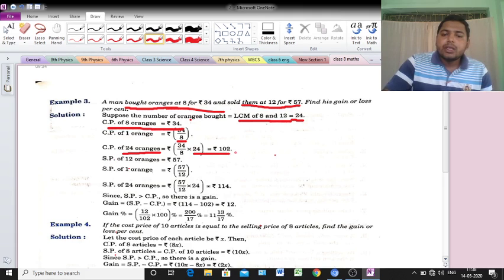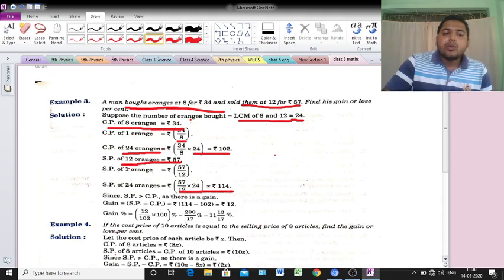Now we find the SP, because in the question we have to find the gain or loss percent. CP of 24 oranges we already got, 102. So now we find the SP of 24 oranges. From the given data, SP of 12 oranges equals rupees 57. So SP of 1 orange equals rupees 57 by 12, and SP of 24 oranges equals rupees 57 by 12 into 24. After calculation we are getting 114.